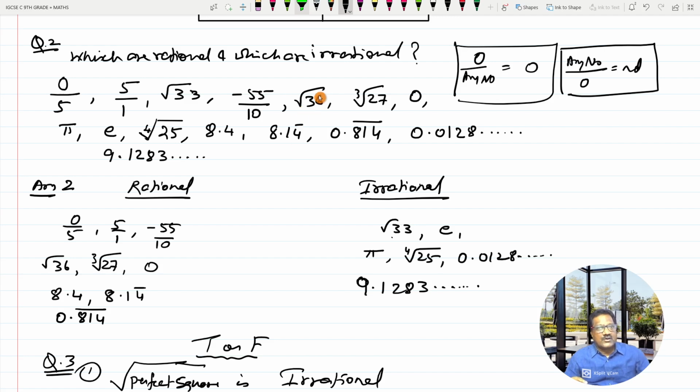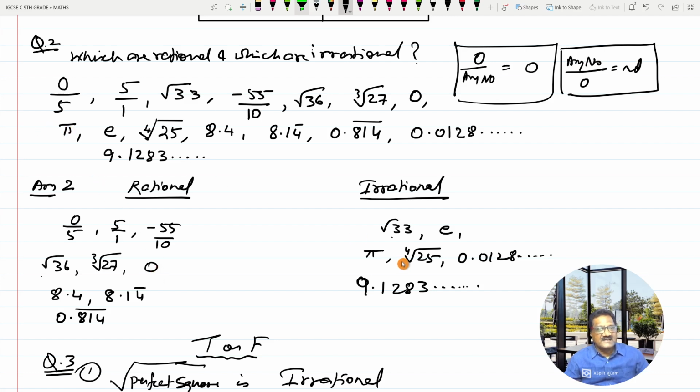Okay. Root 36 will ultimately work out to 6, and 6 is a rational number, so root 36 will come in this category, rational number. Then cube root of 27, again, will work out to 3, which is a rational number. 0 is an integer, so integers are rational numbers. So 0 is also a rational number.